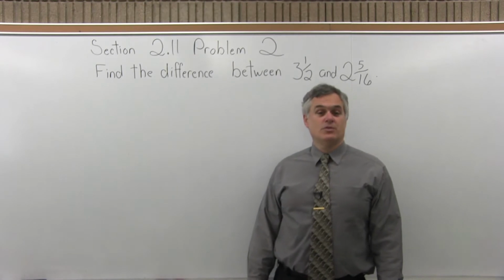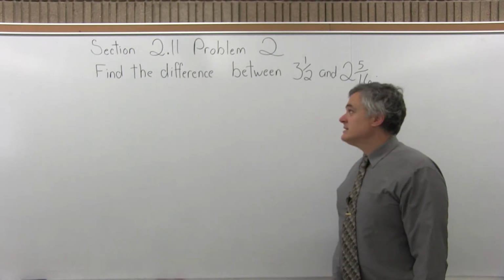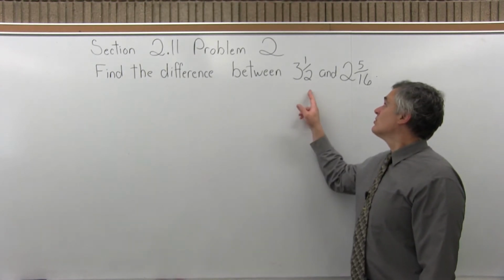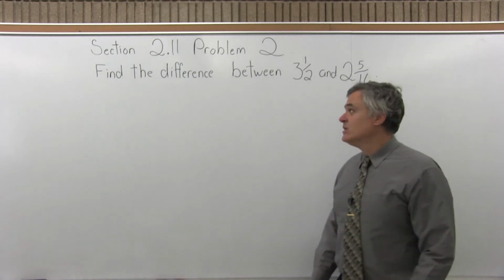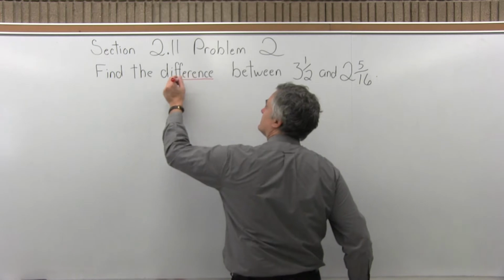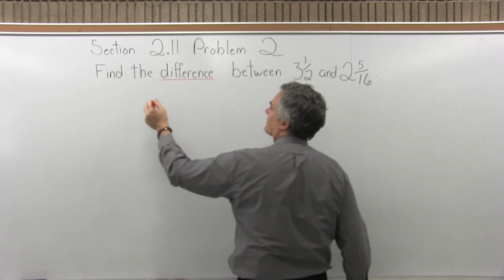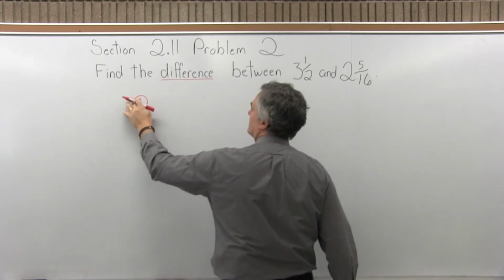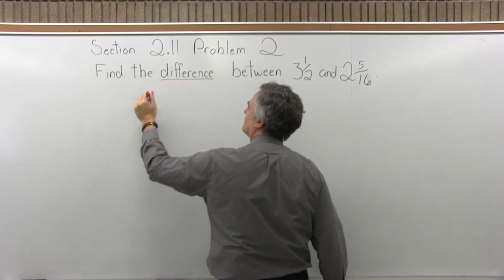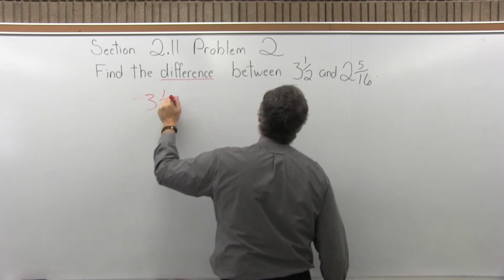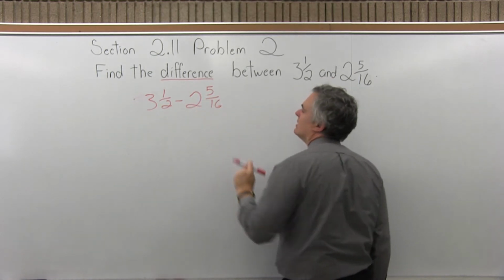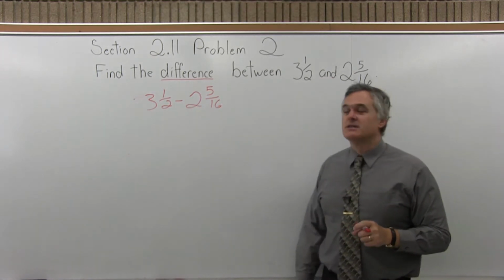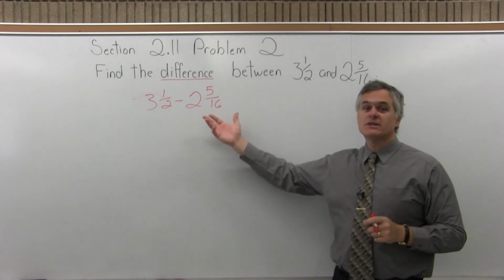This is Section 2.11, Problem 2. It says find the difference between 3 1/2 and 2 5/16. So the word difference is telling us that we should subtract. So we could say that it is 3 1/2 minus 2 5/16.